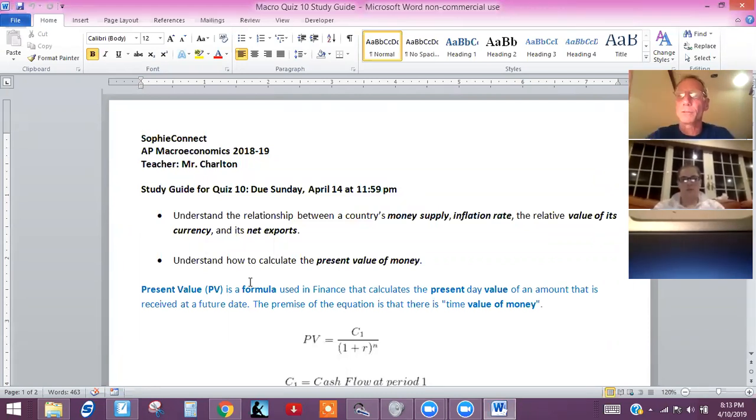There's a lot of cause and effect stuff going on here. So if inflation goes down, then net exports go up, and the value of our currency increases also.